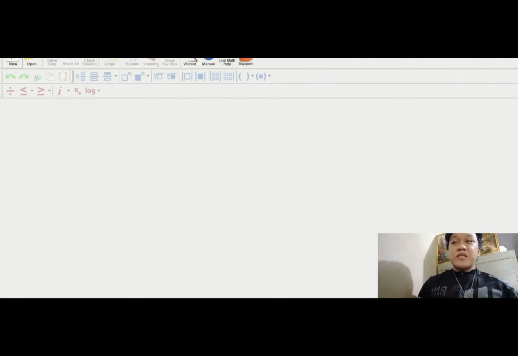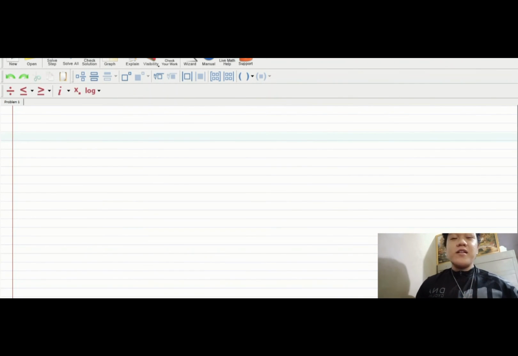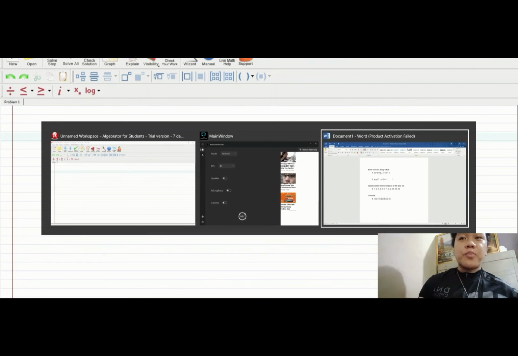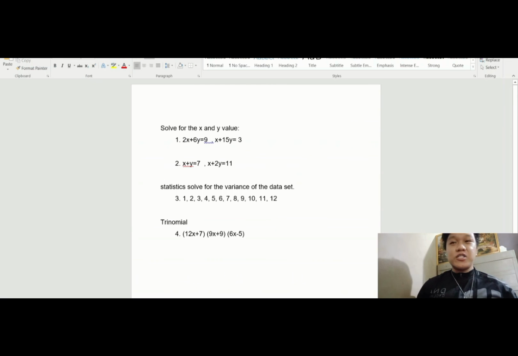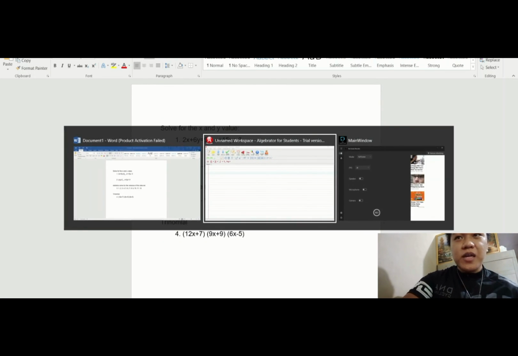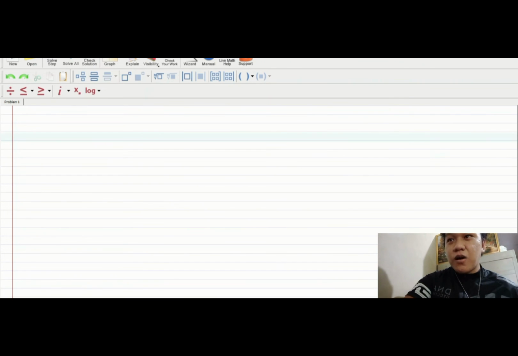So this is the software that I'm telling you. This is Algebrator, and this Algebrator is a freely available application software that you can use in order to solve math equations. I have here an example problem that you might solve using Algebrator to prove that it is effective and a legit software that you can use. So let's copy, Control C, and let's go back to Algebrator, then paste. Oh, I have a mistake, remove the one.